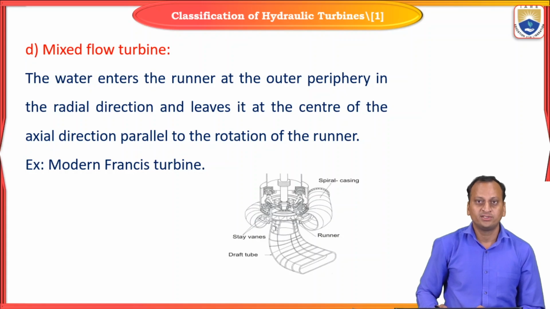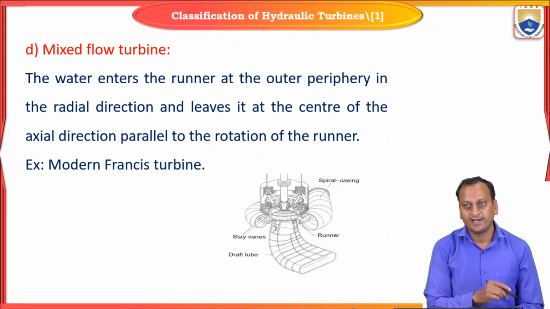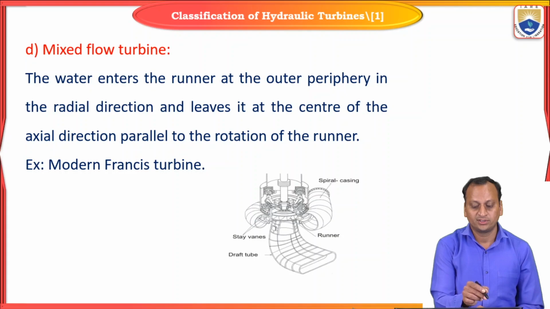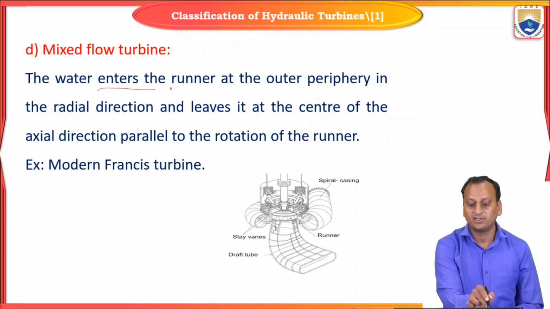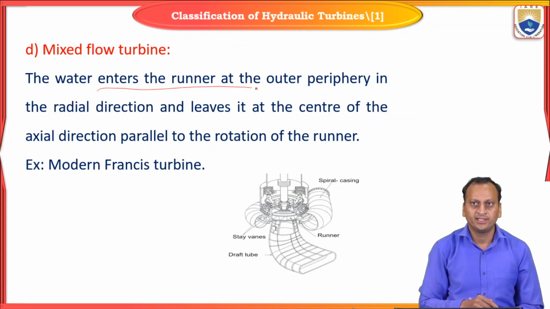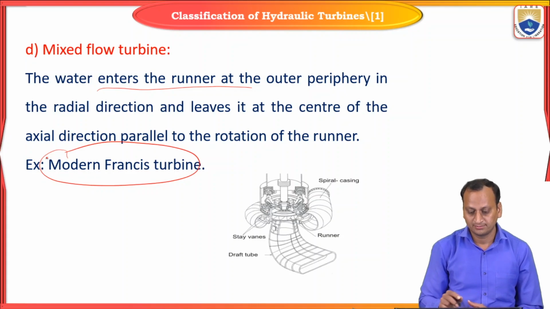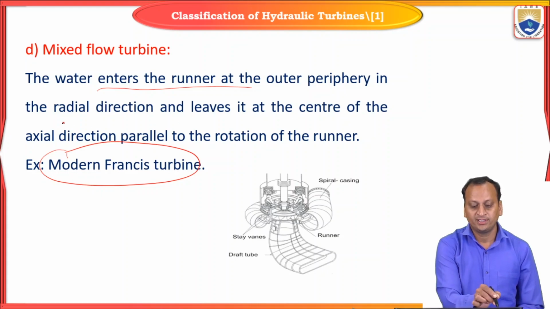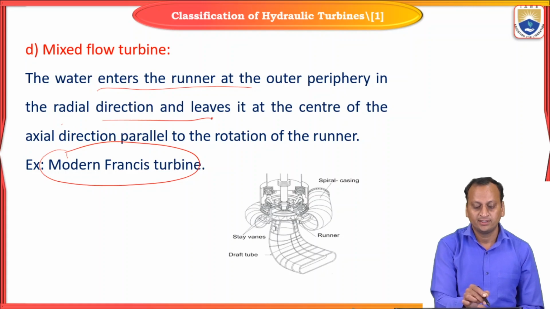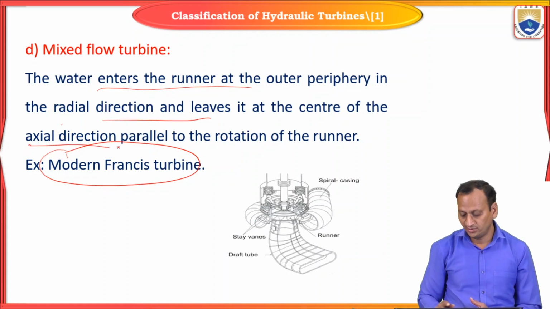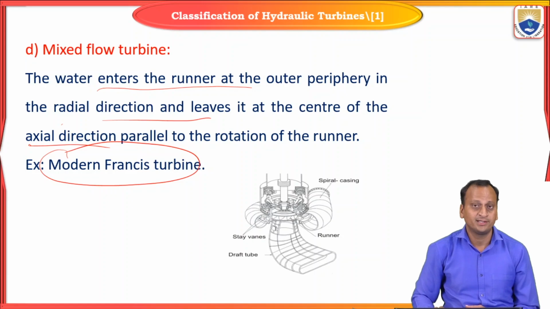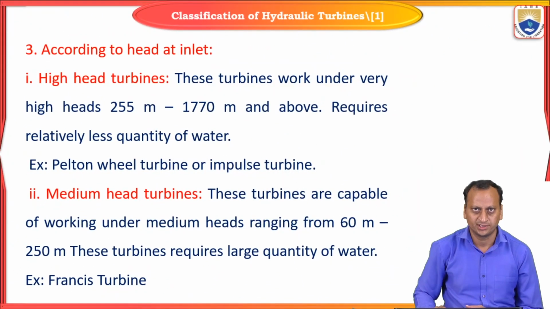The mixed flow turbine uses both axial flow and radial flow. It comes axially and leaves radially. Water enters at the runner periphery in the radial direction and leaves at the center in the axial direction, parallel to the axis of rotation of the runner. The example is the modern Francis turbine. The outer periphery is radial and it leaves at the center axially. Therefore this employs both the radial and axial directions.